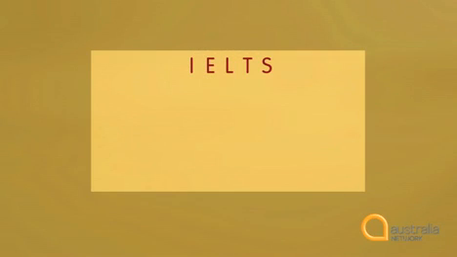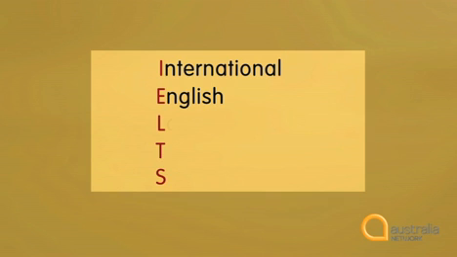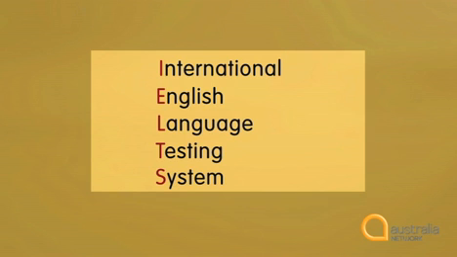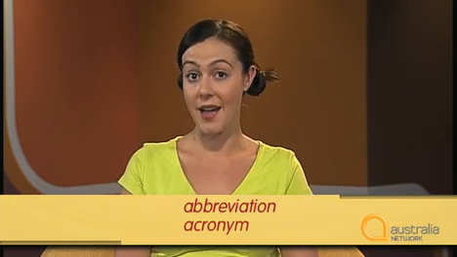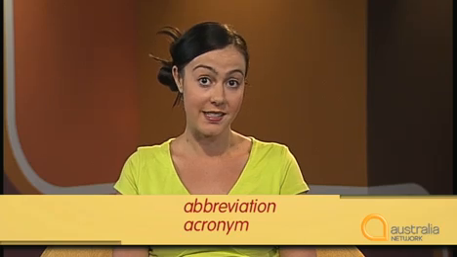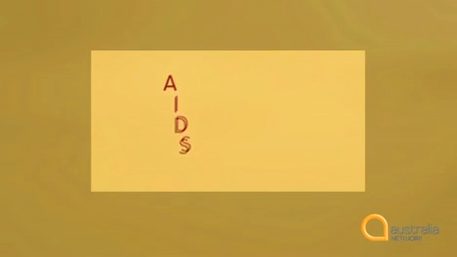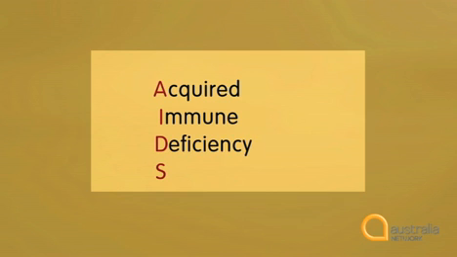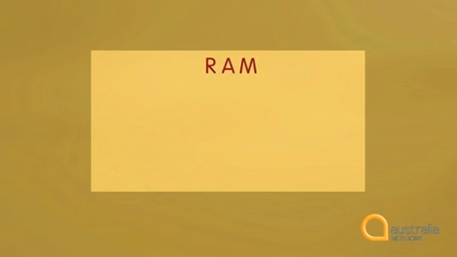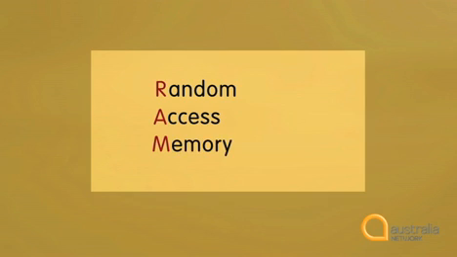Another abbreviation you'll recognise is IELTS. IELTS stands for International English Language Testing System. This form of abbreviation is called an acronym. With an acronym, we don't pronounce the individual letters, we pronounce it as a word. So we say IELTS, not I-E-L-T-S. Some other examples of acronyms are AIDS, that's Acquired Immune Deficiency Syndrome, and RAM, Random Access Memory.